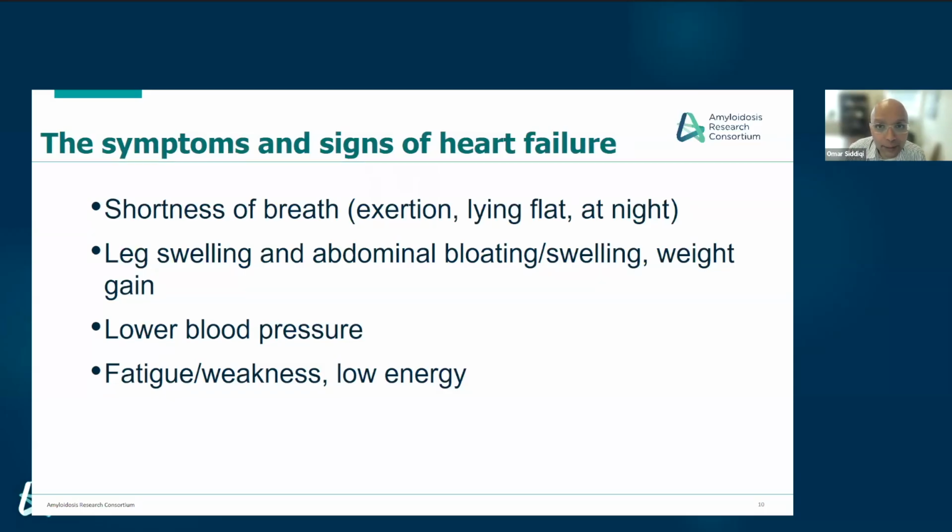You can develop lower blood pressures, which could be because of the heart failure, but also because the nervous system that controls blood pressure, the autonomic nervous system, can be affected. A lot of patients complain of a lot of fatigue and weakness and the need to take naps during the daytime and low energy. So these are all common symptoms of heart failure and particularly ATTR cardiac amyloidosis.